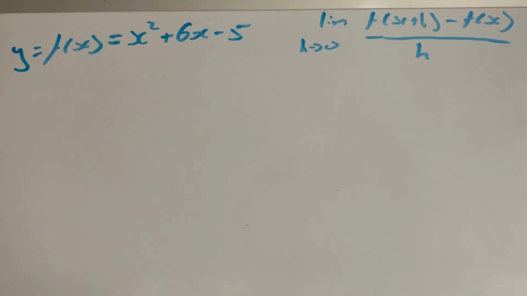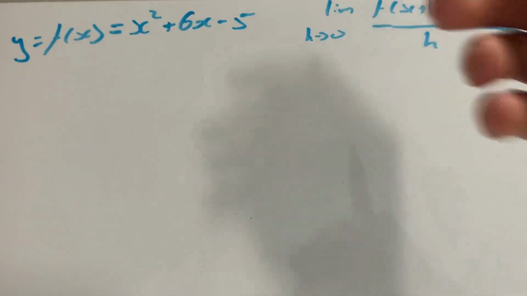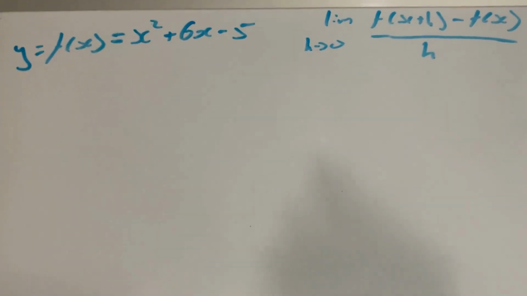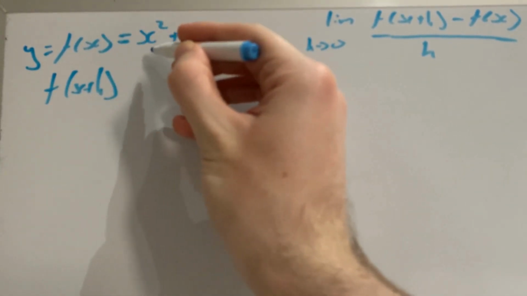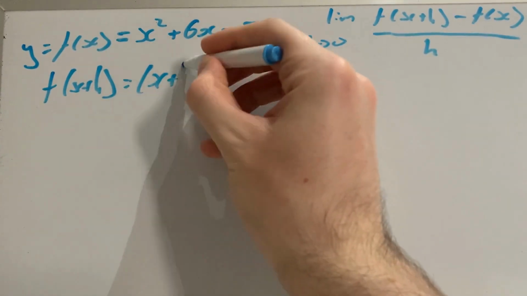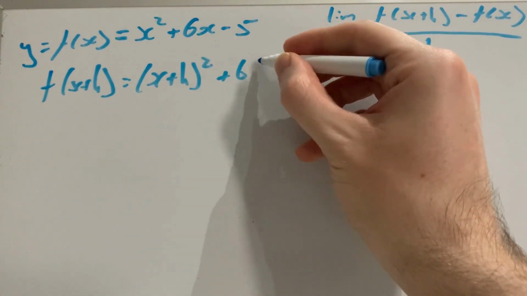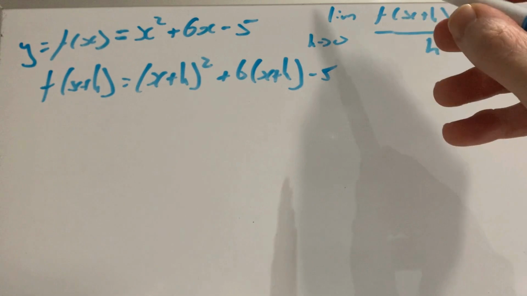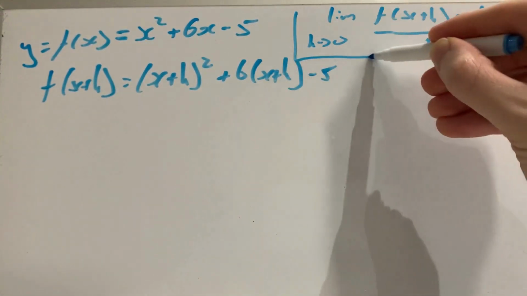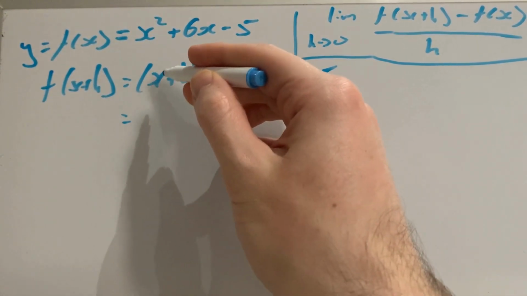Okay, so for our final example, we're going to look at y equals f of x equals x squared plus 6x minus 5. So again, what we're going to do is write out what f of x plus h is. Whatever we see as x, we're going to replace with x plus h. So x plus h squared plus 6 times, instead of x, we're going to have x plus h. And there's no x here, so we're going to keep it as minus 5. So simplifying that even more, I'm going to skip a couple of steps.